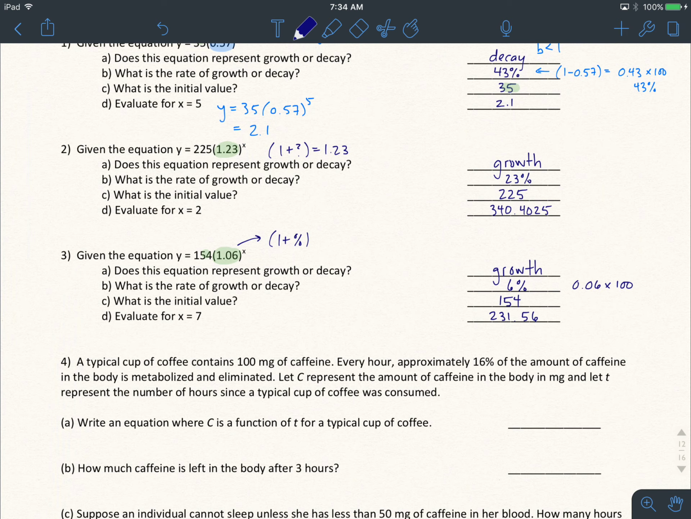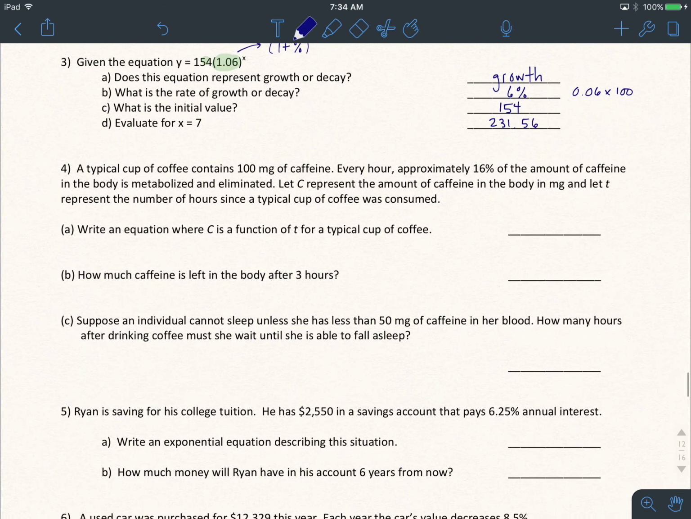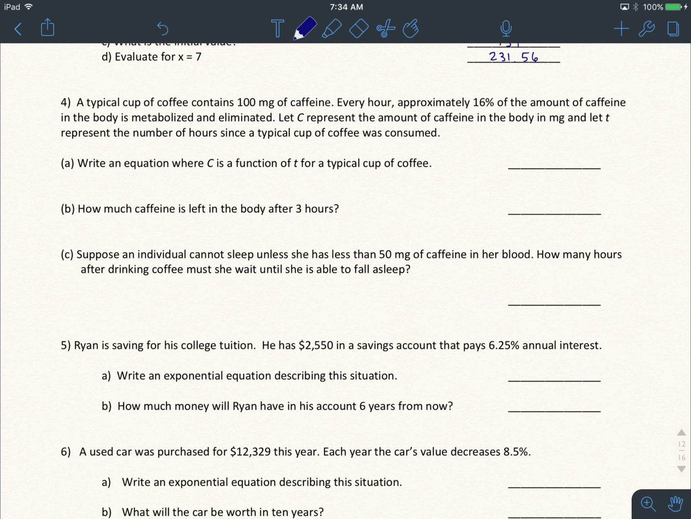Now we're going to tackle just a few word problems to finish up the page here, and then you're off to the homework. So 4 says, a typical cup of coffee contains 100 milligrams of caffeine. Every hour, approximately 16% of the amount of caffeine in the body is metabolized and eliminated. Let C represent the amount of caffeine in the body in milligrams, and let T represent the number of hours since a typical cup of coffee was consumed. Write an equation where C is a function of T for a typical cup of coffee.